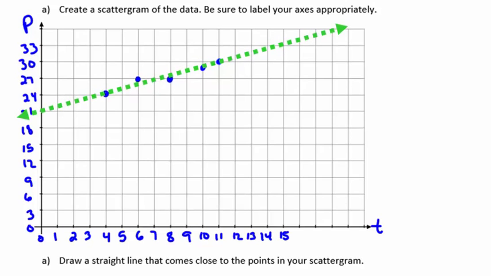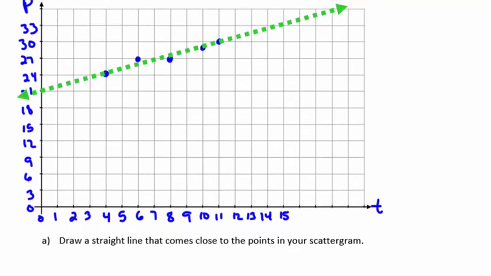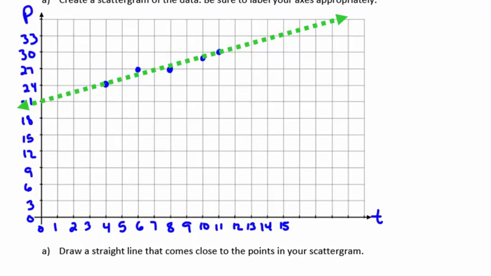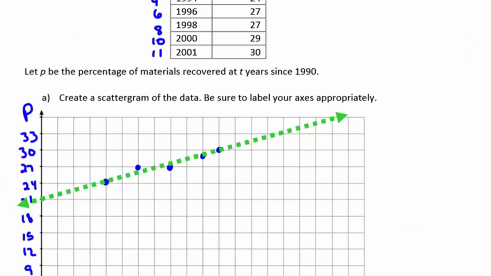Alright, so we've got our scattergram. We've drawn the line that comes close to the points. And the next page is going to be some questions about this. The first question is, use the recycling model to predict the percentage of materials that will be recycled in 2011. Let's go back and look at that graph.